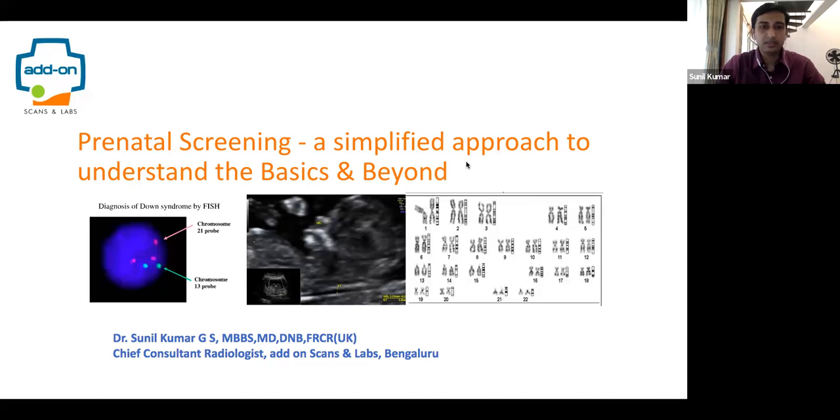Why is this topic important? When we do ultrasound scanning, you may be surprised to know that out of 100 scans, 50 to 60 scans would be pregnancy scans. So most of the time, pregnancy or obstetric scans comprise the majority of scans in everyday practice, not only in India, in the entire world.